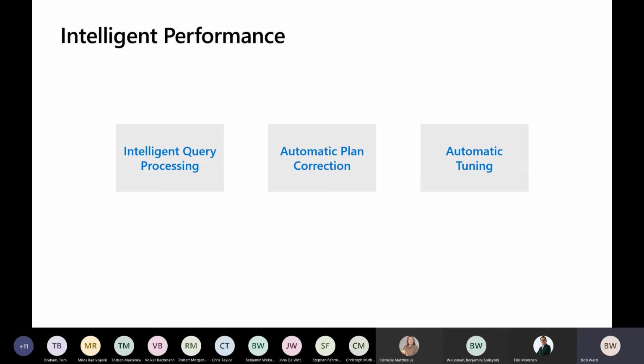Automatic plan correction, we demoed that in SQL 17. That's the ability for us to go and revert back to a good plan when you had a query plan regression problem. That exists in Azure SQL as well.